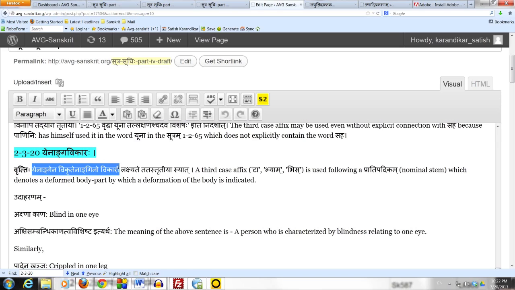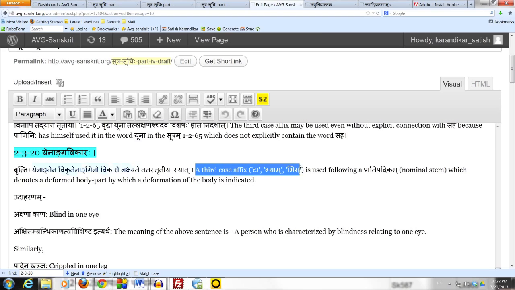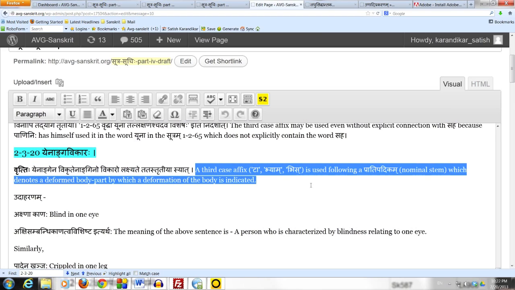Then we supply lakshyate, is indicated. This is how the final meaning becomes: a third case affix is used following a pratipadikam which denotes a deformed body part by which a deformation of the body is indicated. For example, akshna kanaha.